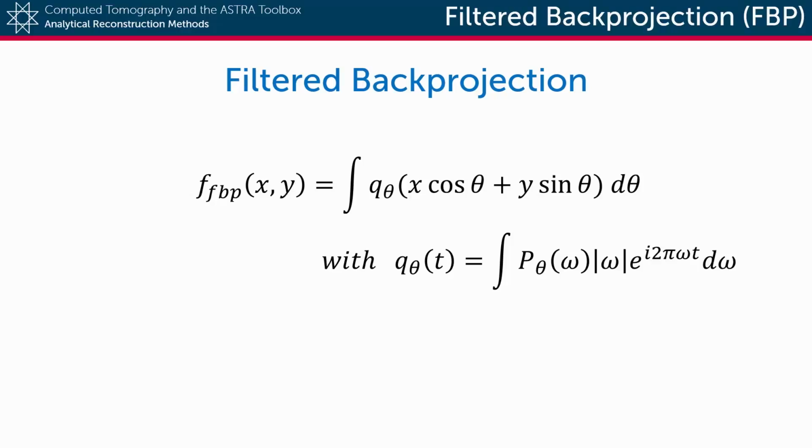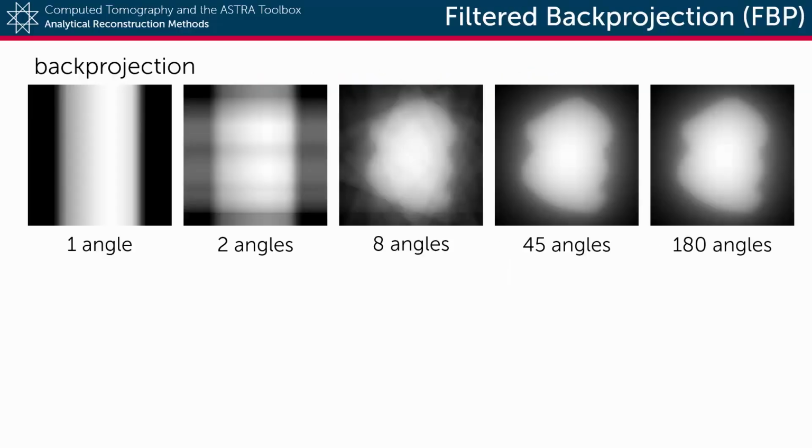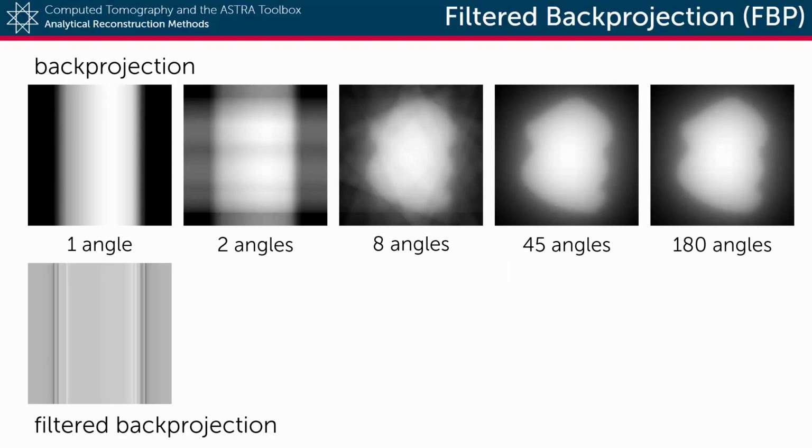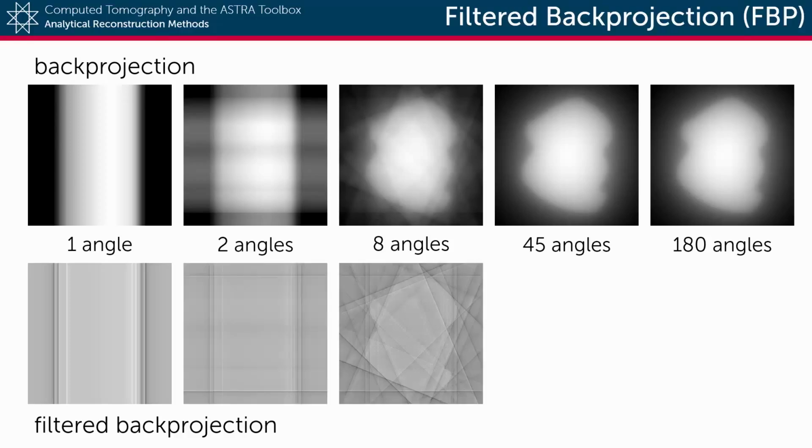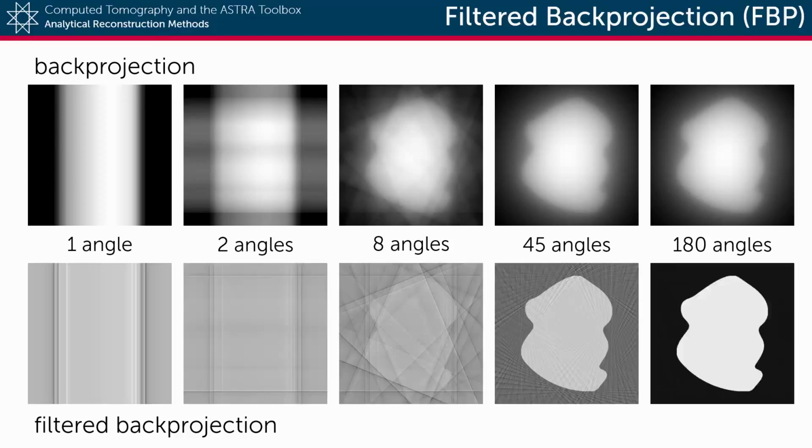Now going back to our example, if we back project one filtered detector function, we get an image where basically only the edges are visible or are smeared out. If we then do this for more projection angles and sum them all up, you do eventually get a nice and sharp reconstruction.